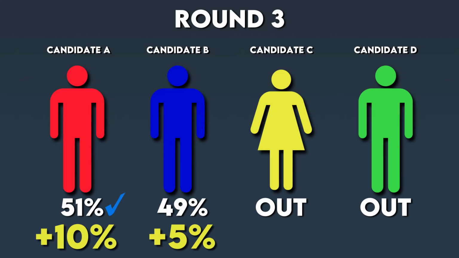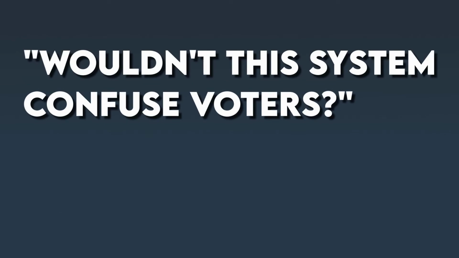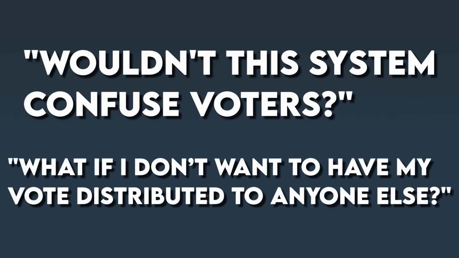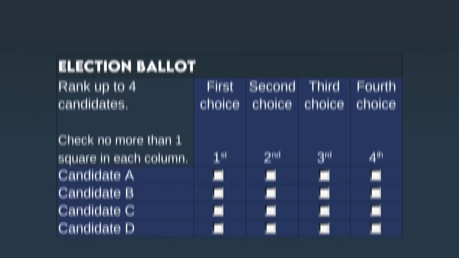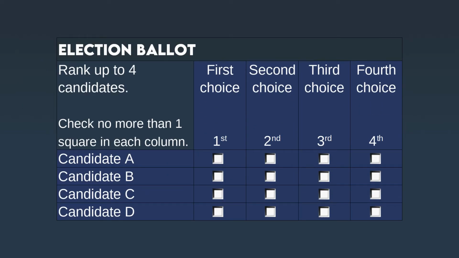This may bring up questions like, wouldn't the system confuse voters? What if I don't want to have my vote distributed to anyone else? To answer both questions, one can simply only check the first box and no other. That way, you can still vote the way you usually would in an election and your ballot won't be rejected because if it does not contain any more choices and your candidate is eliminated, then you will simply not have your vote transferred to anyone else.